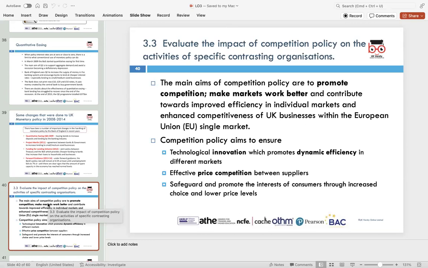Inside the European Union market, which is a single entity, competition policy is designed to guarantee that the technological breakthroughs that foster dynamic efficiency are implemented in several distinct markets.